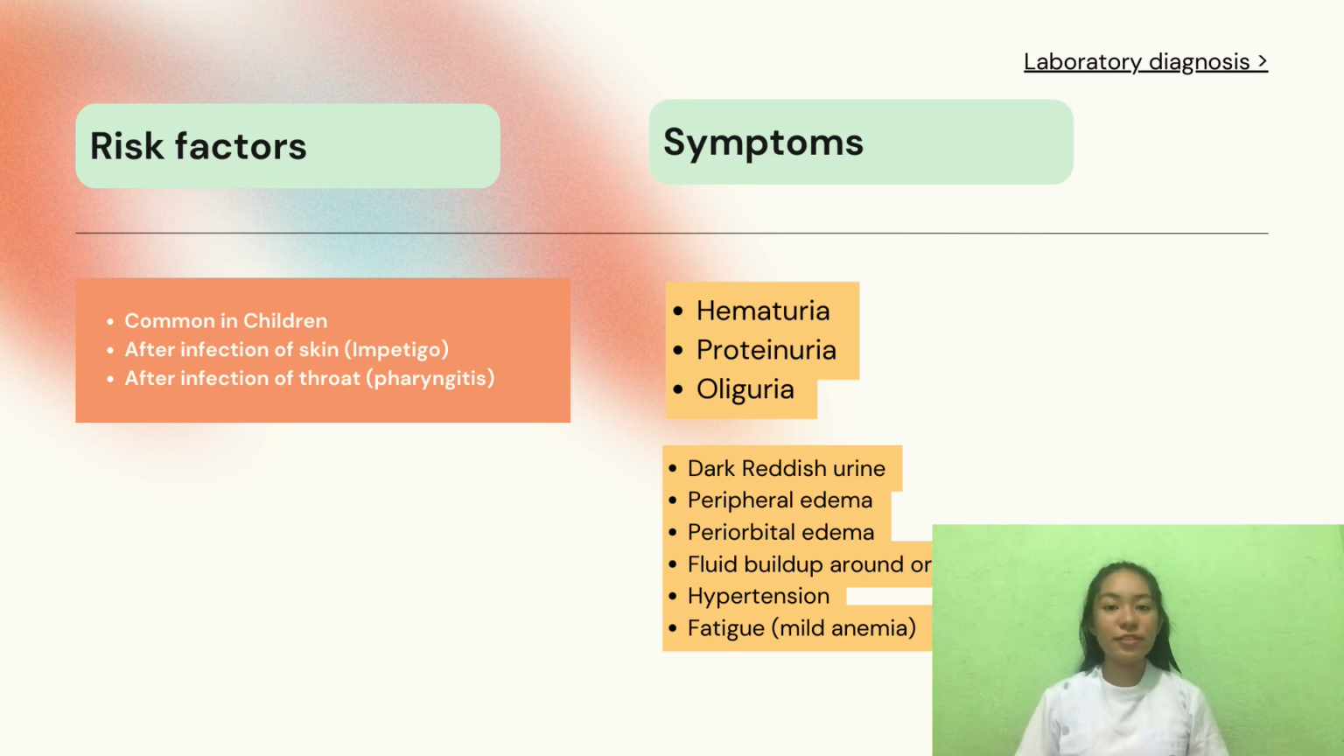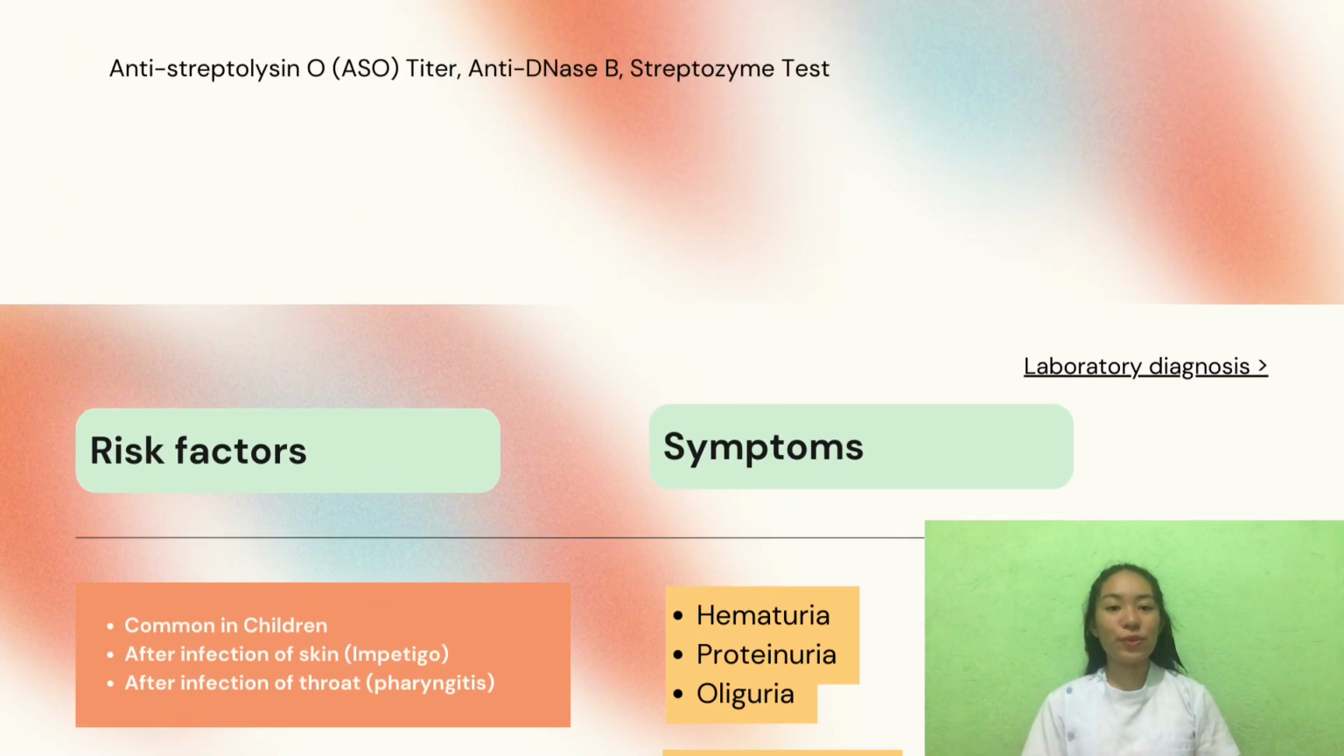For the transmission, post-streptococcal glomerulonephritis is not contagious since it's an immune response. The Group A Streptococcus transmission may only occur through fomites or direct person-to-person transmission. Now let us move on to the laboratory diagnosis, which will be tackled by Jhanina Bacudo.